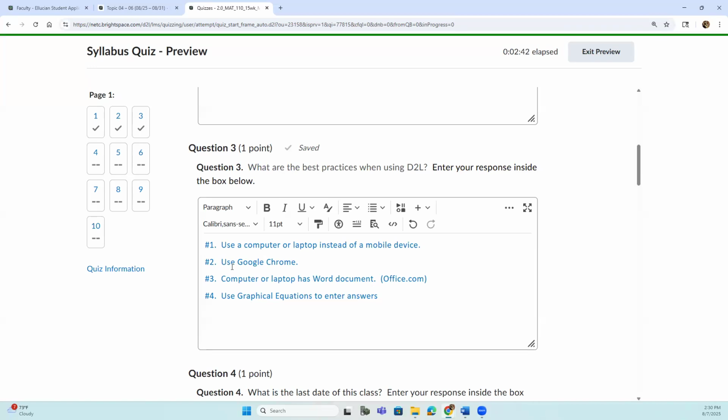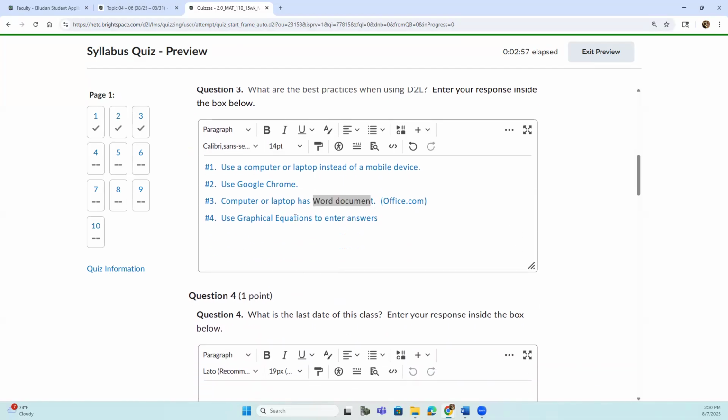Make sure when you use D2L, make sure you use Google Chrome because Google Chrome is most compatible with D2L. Make sure your computer or laptop does have Word, because all the lecture handouts are in Word documents. And definitely use graphical equation to enter answers when it's asking you to.